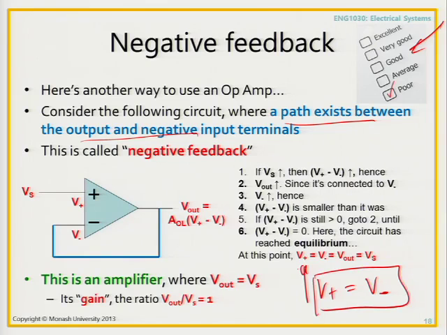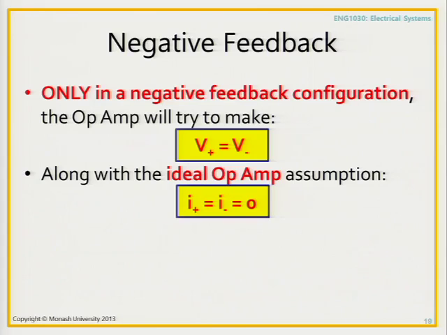If you don't remember anything else, you need to remember this. When there is negative feedback, this condition exists: V plus will be equal to V minus. This is explained intuitively via this 6-step process. You don't need to particularly remember that. You just need to remember this condition here. So we won't go too much into that. We're going to finish up pretty much here. Only in this negative feedback condition, the op amp will try to make these two voltages equal. V plus equal to V minus.